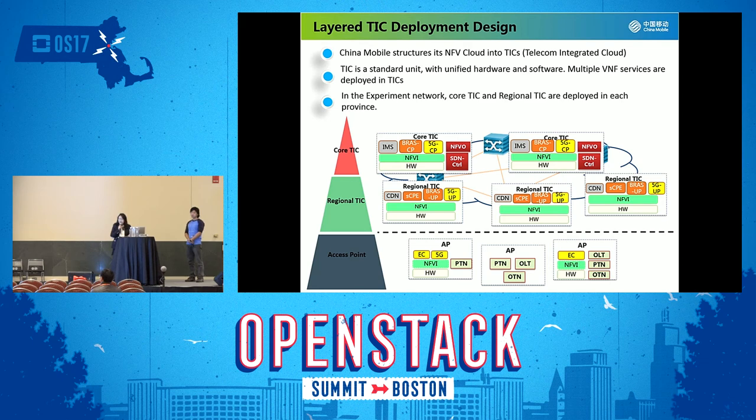So we say that it has two layers. The upper layer is what we call the core TIC, which basically supports the control plane services. And the lower layer is called the regional TIC, which supports the data plane services. We actually did a calculation of how many TICs we should have when we finish the reconstruction of the whole network. We do that calculation based on the throughput of our current network, and the result is like 50 to 100 core TICs, maybe in most of the big cities in China, and 1,000 to 3,000 regional TICs quite close to the end users in counties and towns.